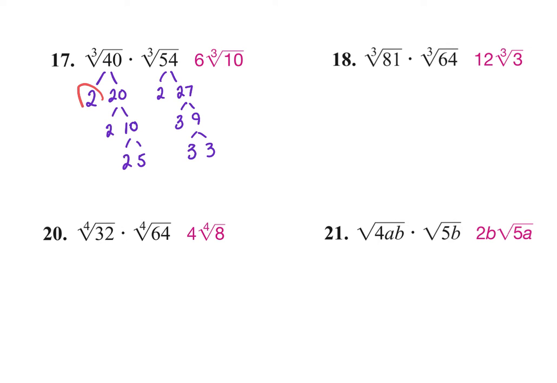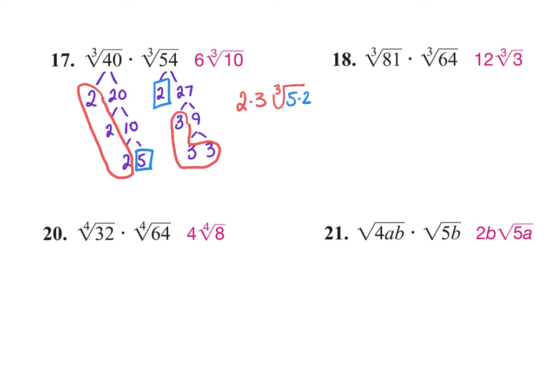So we have 3 of these 2's right here, which means that a 2 is going to come out. We have 3 of these 3's, which means a 3 is going to come out. Those are the only things that can come out. So inside the root, we have this 5 right here, and we have this 2 right here.